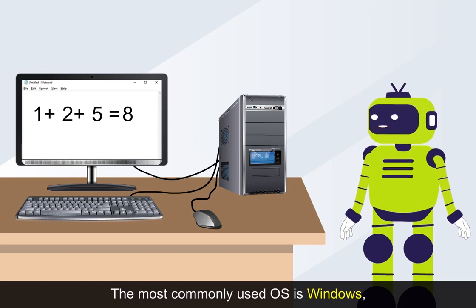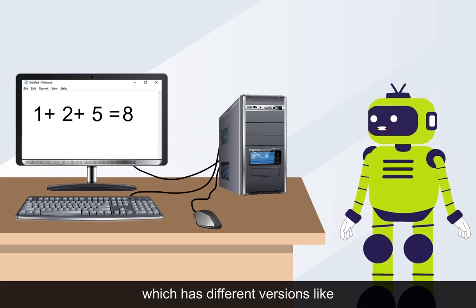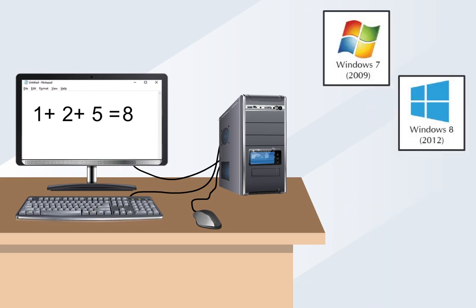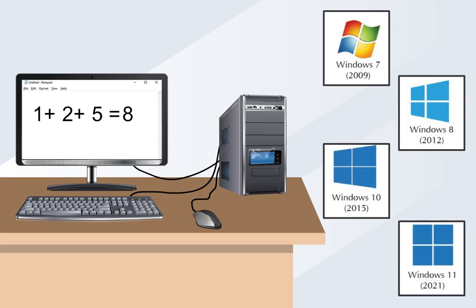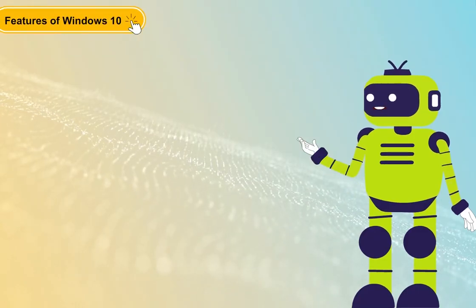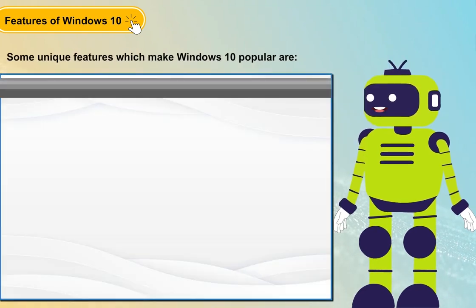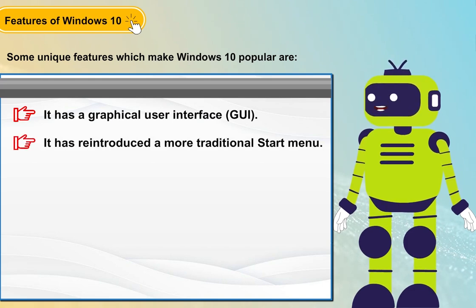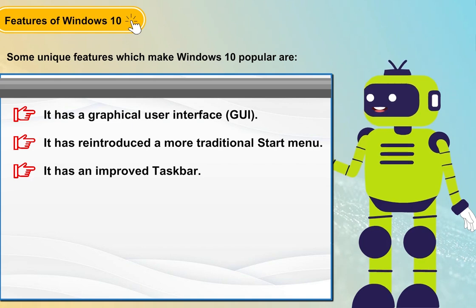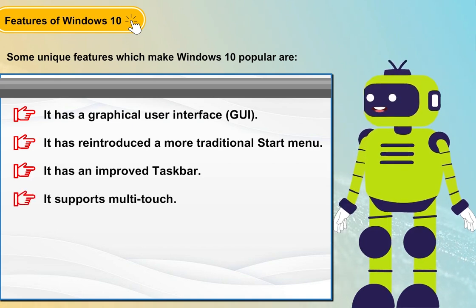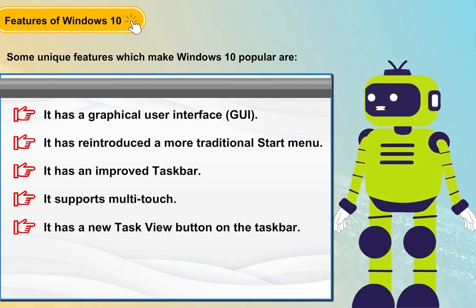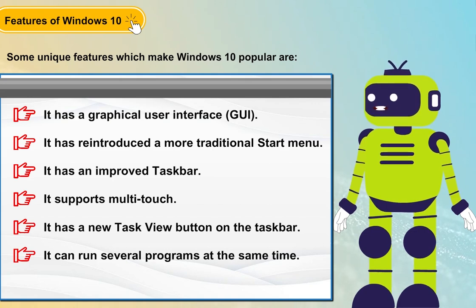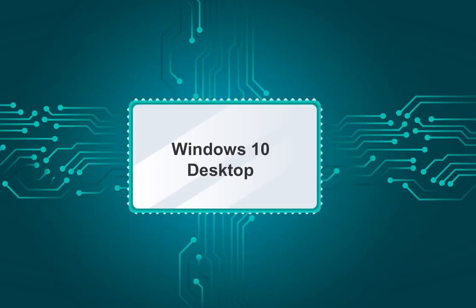The most commonly used OS is Windows, which has different versions like Windows 7, Windows 8, Windows 10, and Windows 11. Features of Windows 10. Some unique features which make Windows 10 popular are: it has a graphical user interface, GUI. It has reintroduced a more traditional start menu. It has an improved taskbar. It supports multi-touch. It has a new task view button on the taskbar. It can run several programs at the same time. It is user-friendly.